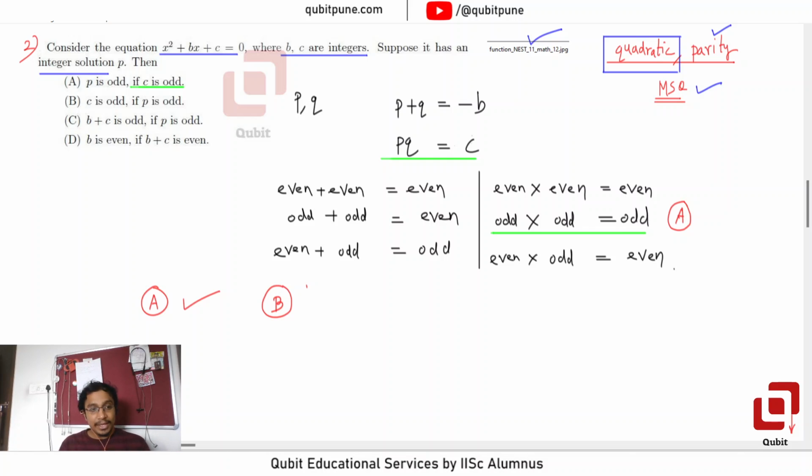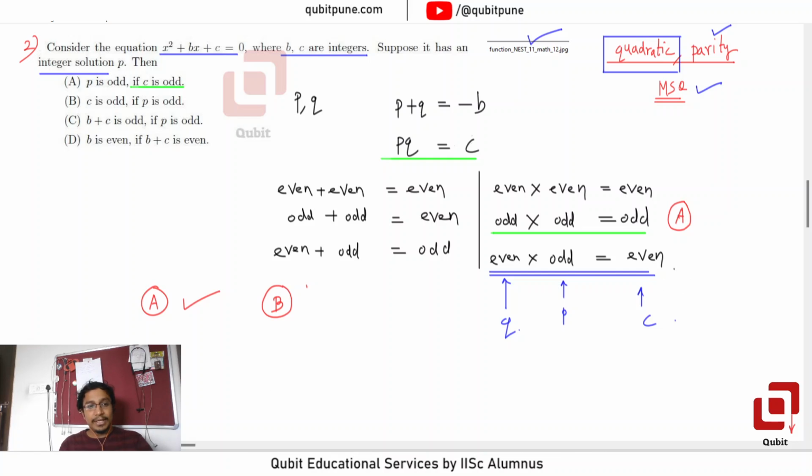So if we consider a combination like this, we are not putting any restriction on q. So if we let this be our p, and if we let our other root be an even number or even integer, what can we see regarding the product? The product is even.